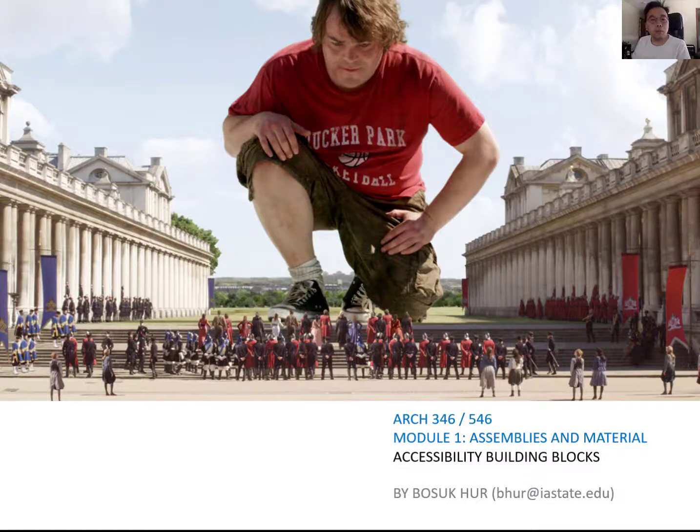So good afternoon everyone. Today our topic is about accessibility, the building blocks. We already talked about accessibility from the last semester. What is accessibility? Accessibility means you have to satisfy everyone. It means you have to meet the minimum requirement to satisfy everyone. So we already discussed the meaning of accessibility.